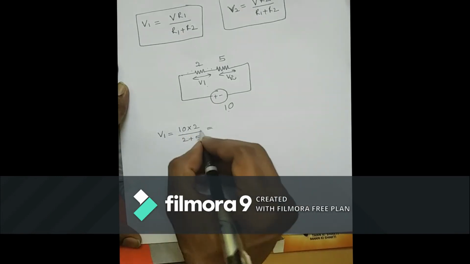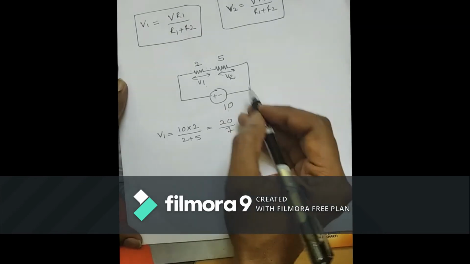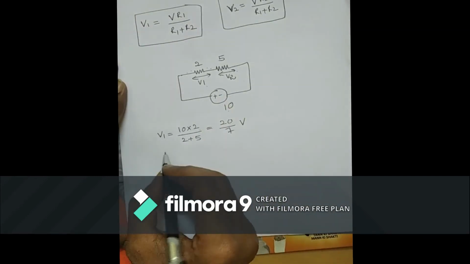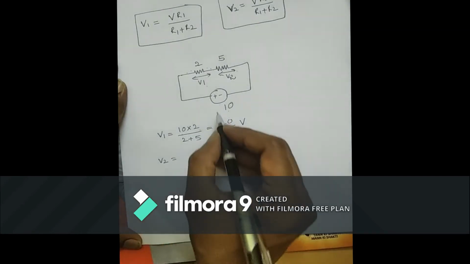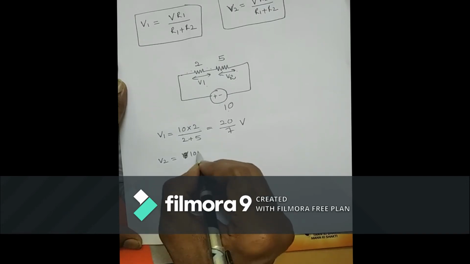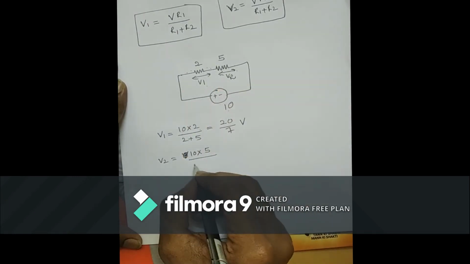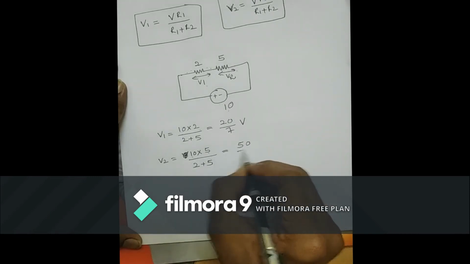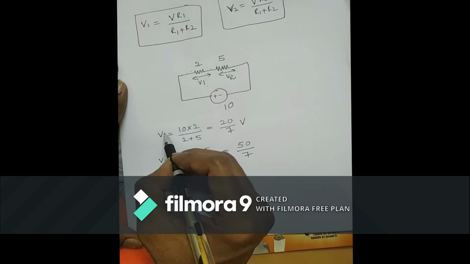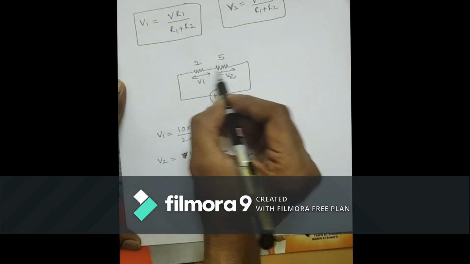Calculating this, 10 into 2 is 20, divided by 7 volt. Similarly, to calculate the voltage V2 across 5 ohm, the applied voltage V is 10 volt, times the resistance of the branch, 5 ohm, divided by the sum of the resistances, 2 plus 5. So this is 10 into 5 is 50, divided by 7. If I add these voltages V1 and V2, I will get the applied voltage 10 volt, because this 10 volt is divided between these two resistances.